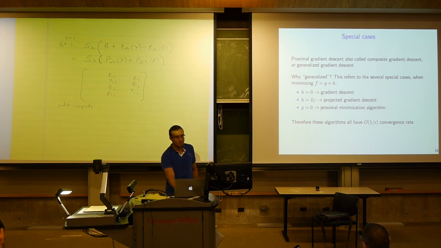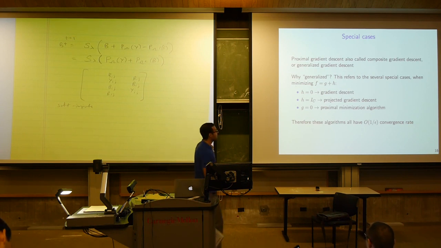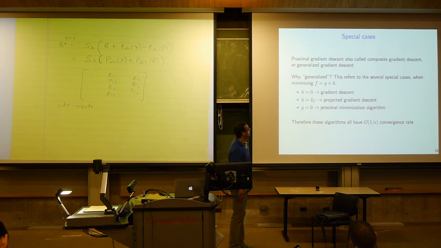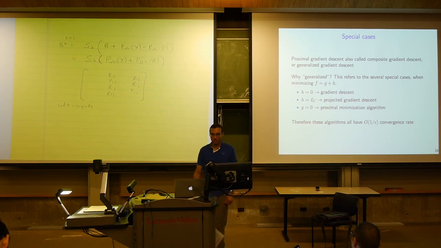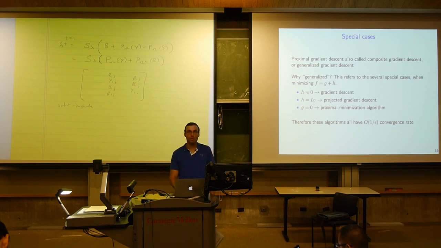And I think this is a nice name because it reminds you that this is a generalization of many cases of gradient descent type algorithms that you already know. So let's look at all the special cases that we get out of proximal gradient. When h is 0, we just get back gradient descent. Right? This is exactly gradient descent.